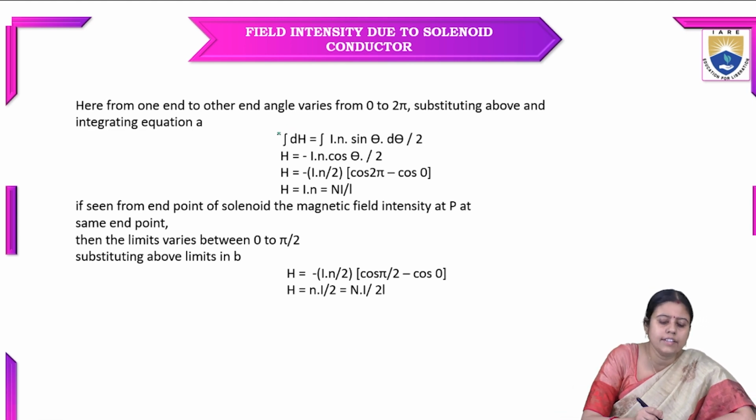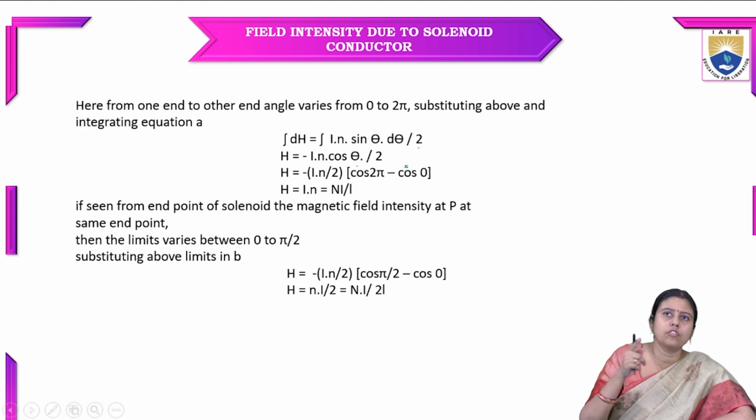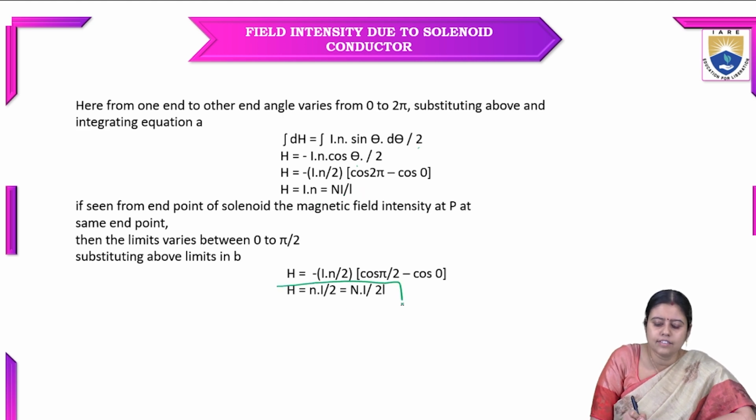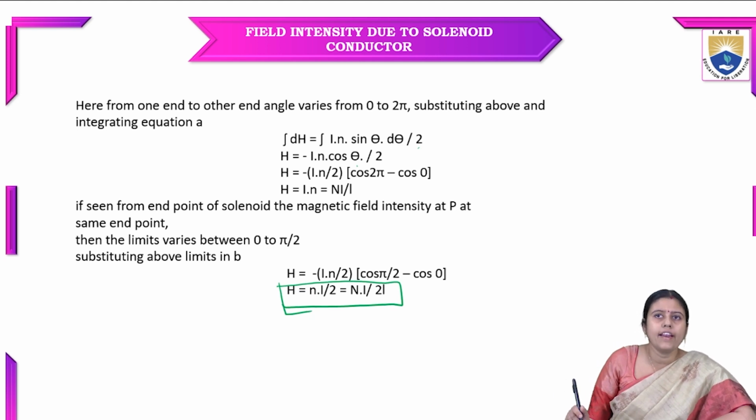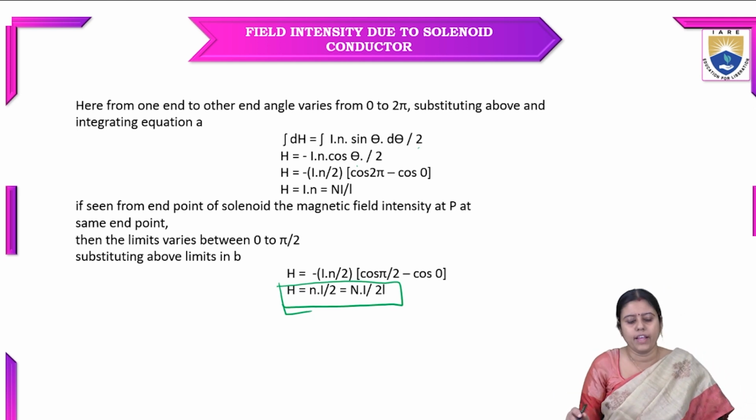If we take the integration on both sides, we will get the integral of sin theta is equal to minus cos theta by 2. So if we put the values, it is a triangle. From 0 to 2 pi, H is equal to Ni by L. So what is the H? In the midpoint, H is equal to Ni by 2L.